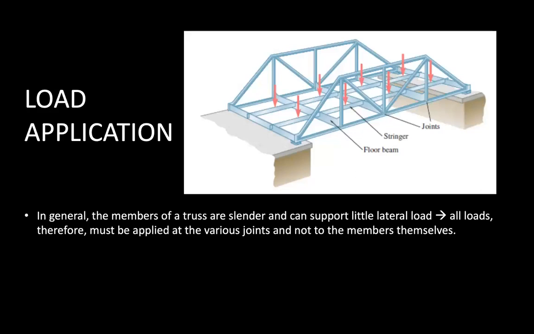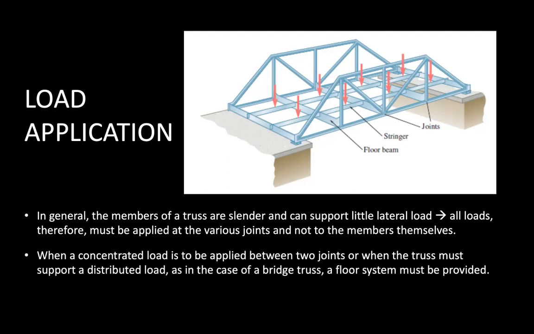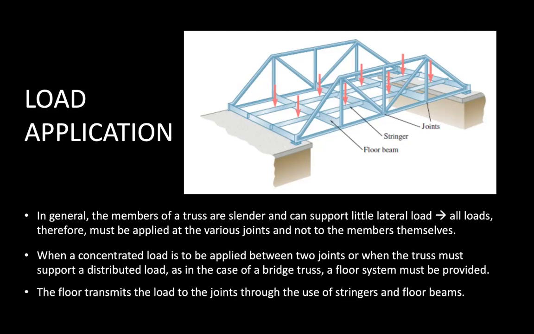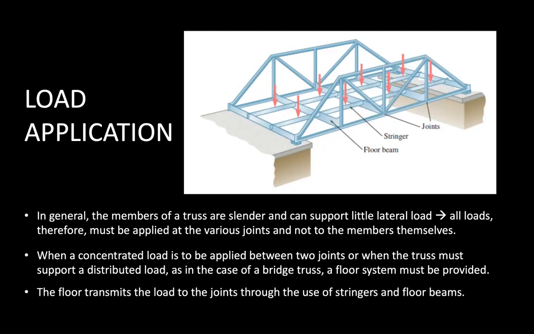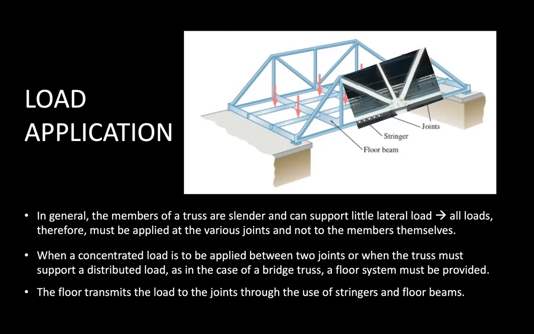Load application. In general, the members of a truss are slender and can support little lateral load. All loads, therefore, must be applied at the various joints and not to the members themselves. When a concentrated load is to be applied between two joints, or when a truss must support a distributed load, as in the case of a bridge truss, a floor system must be provided. As in the diagram above, the floor transmits the load to the joints through the use of stringers and floor beams. Here is a portion of a real bridge superimposed on this diagram for you all to see.